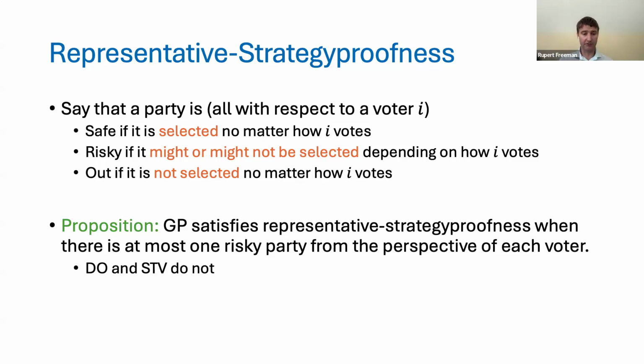And what we show is that greedy plurality satisfies representative strategy proofness when there is at most one risky party from the perspective of each voter. So that sounds like a fairly strong assumption, and I guess it is. However, it's also not totally implausible. When you look at these elections in practice, there are typically only a small number of parties that are close to the threshold, and in many cases, there really is only 0 or 1 party for which there's any real uncertainty about whether it will be elected or not.